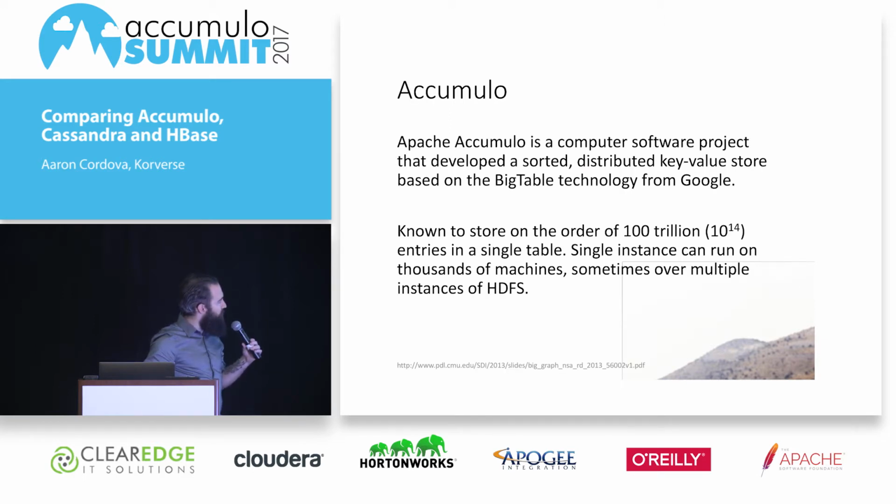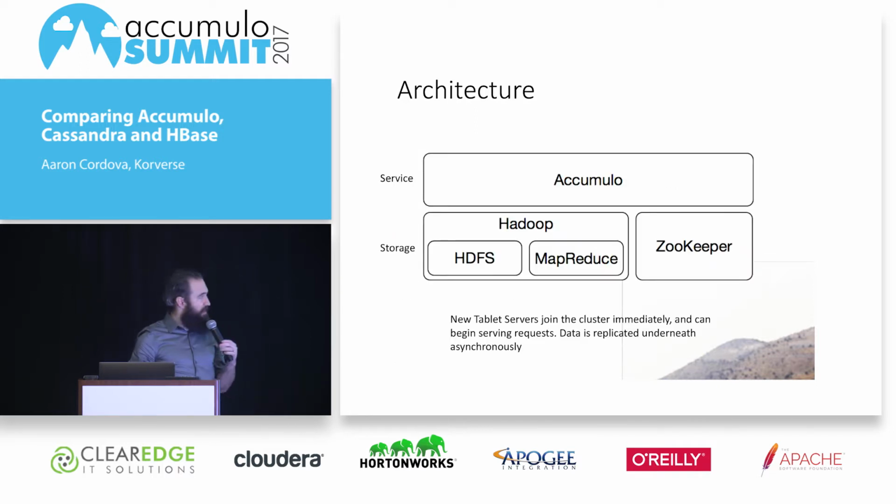Okay, so Accumulo, very quickly. It's a computer software product, a sorted distributed key-value store based on Bigtable technology from Google. It's been known publicly to store on the order of 100 trillion entries in a single table. A single instance can be on thousands of servers, sometimes over multiple instances of HDFS, so it's extremely scalable. We're just going to put that stake in the sand early.